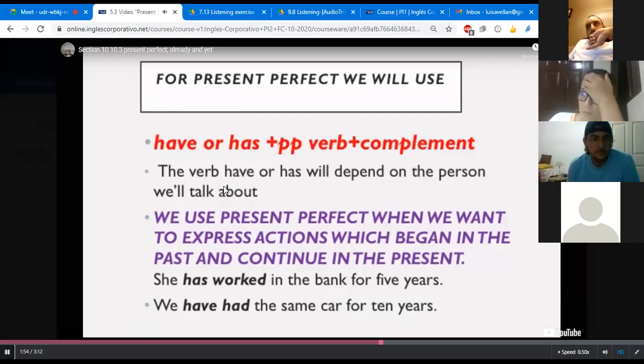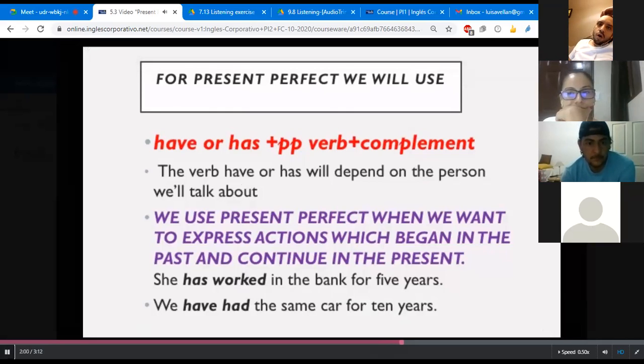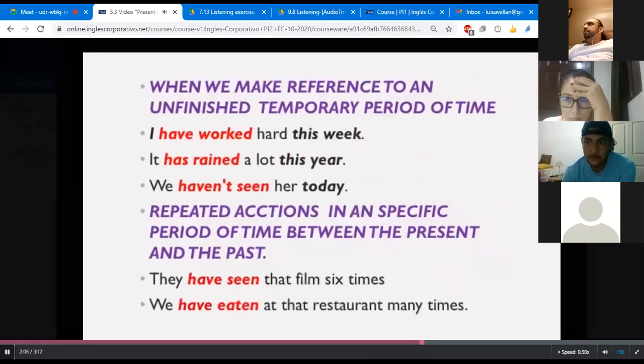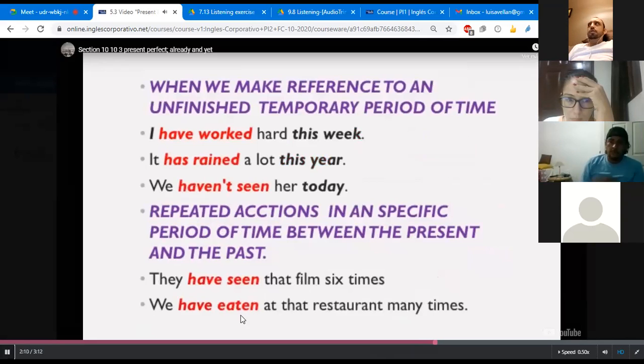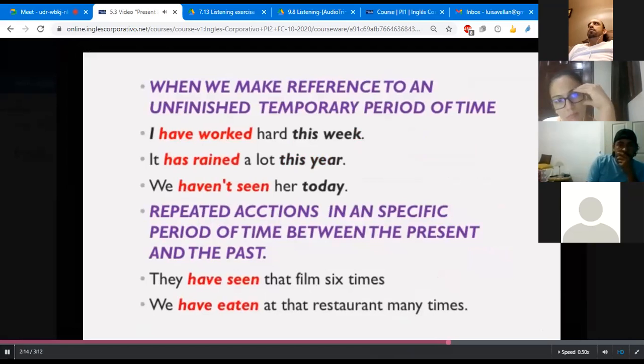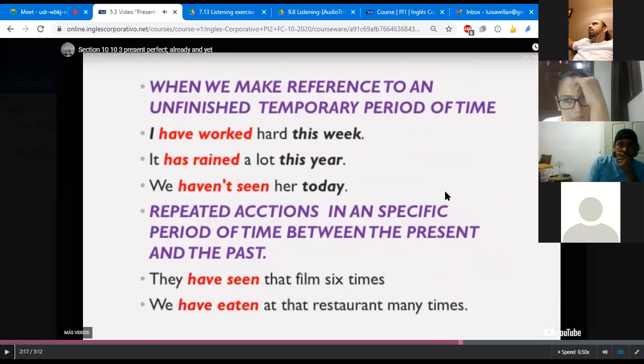Present perfect when we want to express actions which began in the past and continue in the present. Example, she has worked in the bank for 5 years. We have had the same car for 10 years. When we want to make reference to an unfinished temporary period of time, I have worked hard this week. It has rained a lot this year. We haven't seen her today. Okay. ¿Qué idea expresamos aquí?